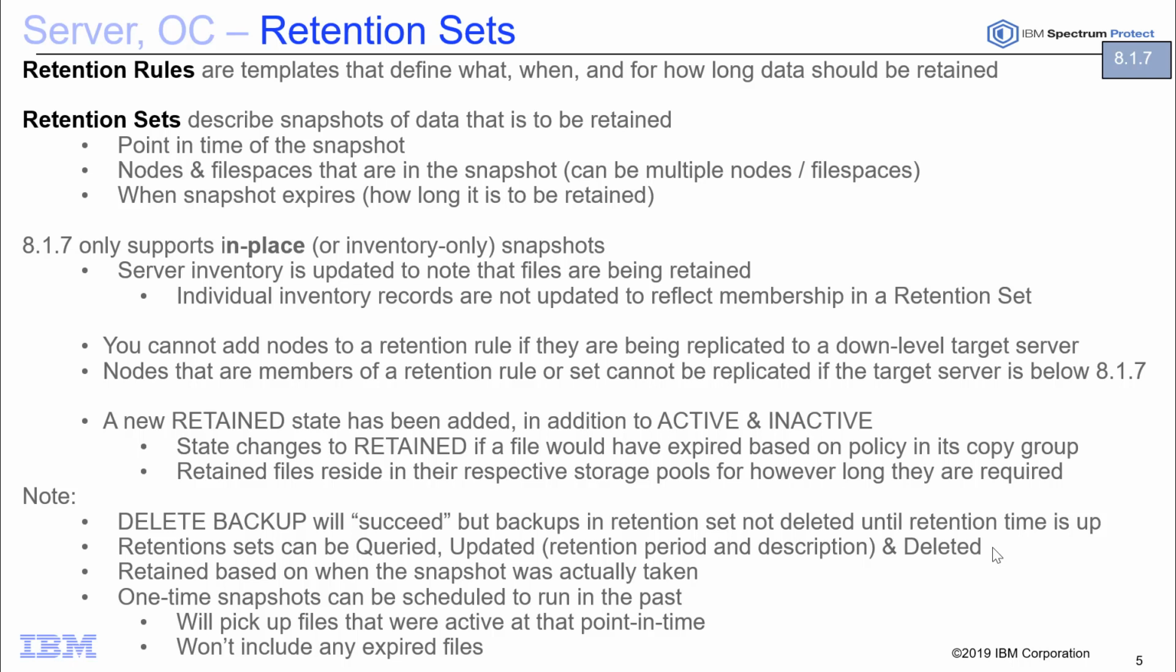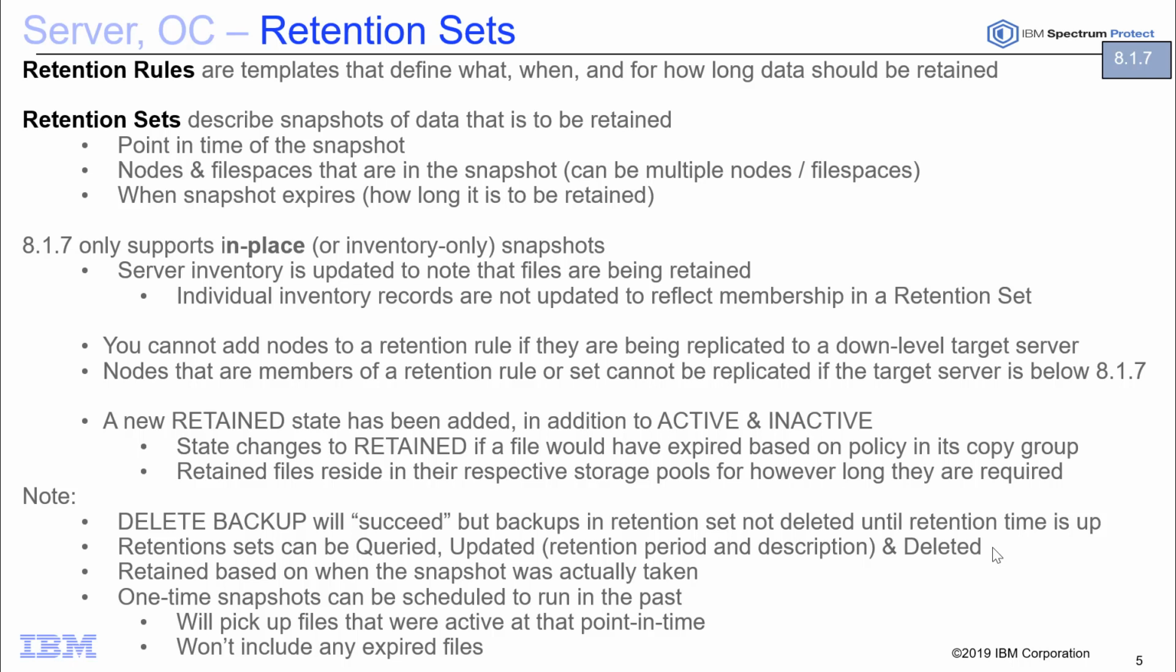So once the data has expired off as backups, we will turn that state to retained. The state changes to retained if a file would have expired based on policy in its copy group, meaning its backup copy group. Retained files will still reside in their respective storage pools. However, we're going to keep them there as long as required for that retention set.